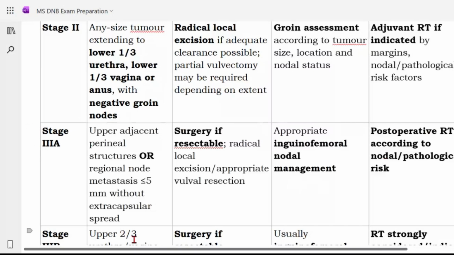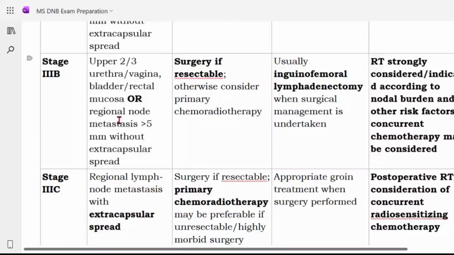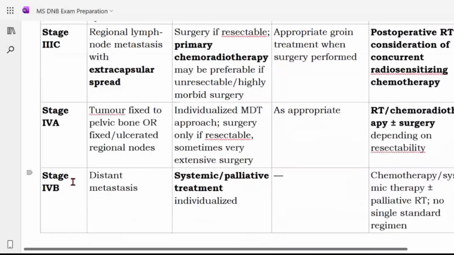Okay. Stage 3B. Here in stage 3B, again it is a nodal disease. There is no extracapsular spread, but the involvement of the lymph nodes is more than 2. Then surgery if resectable, otherwise consider primary chemoradiotherapy, usually inguinofemoral lymphadenectomy when surgical management is undertaken, and strong indication for radiotherapy. Okay. Then stage 3C, here there is an extracapsular spread. Surgery if resectable, or otherwise you go for primary chemoradiation. Appropriate groin treatment when surgery is performed.